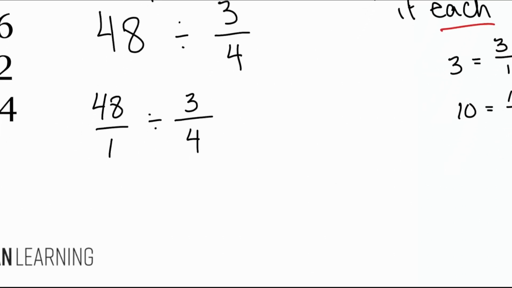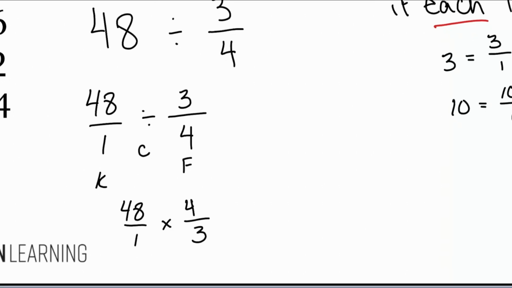So with that, let's go ahead and do keep, change, flip. We keep the first fraction the same, 48 over 1. You change from division to multiplication. And then you flip 3/4 to 4/3, 4 over 3. Now that we're here, everybody, let's get it done. We can try to simplify beforehand, but if you're not quite sure on what needs to be done to simplify beforehand, you're good. We can just multiply straight up and then divide by the 3 at the end. We're fine.